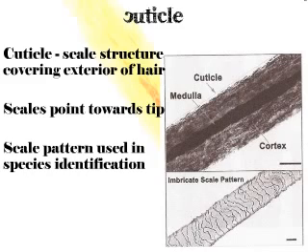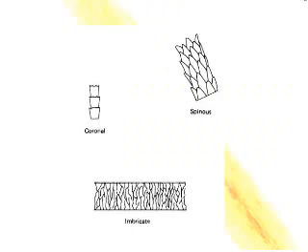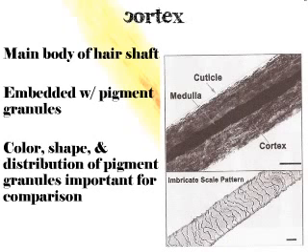The overlapping scales are formed from specialized cells that have keratinized and flattened, and they always point to the tip end. The scale pattern is an important feature for species identification. The cortex is the main body of the hair shaft and is contained within the cuticle. The cortex is made up of spindle-shaped cortical cells and is embedded with pigment granules that give hair its color. The color, shape, and distribution of these granules provide important points for comparison.